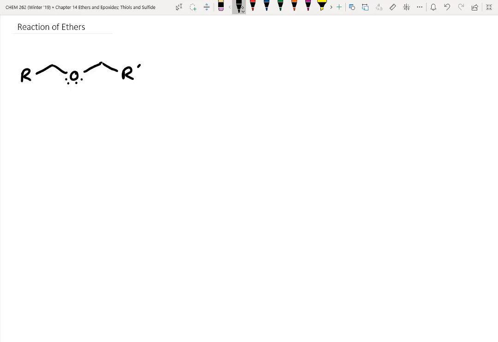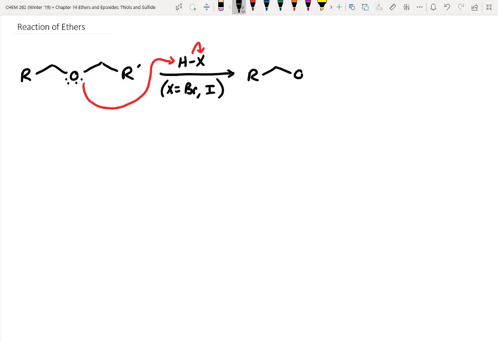So in this case, I'm going to have a generic ether with an R group on one side and an R prime group on the other side. We're going to treat this with a super strong halo acid, so I'm just going to call this HX. In this case, X has to be equal to bromine or iodine. So this actually won't work with HCl. HCl is not a strong enough acid. And the only basic site on an ether is this oxygen. So we can protonate the oxygen on our ether if we have a strong enough acid.